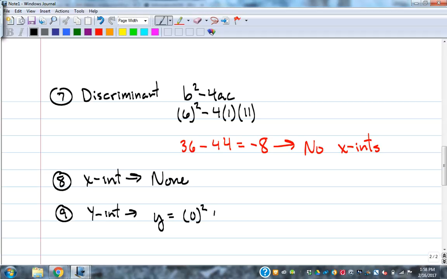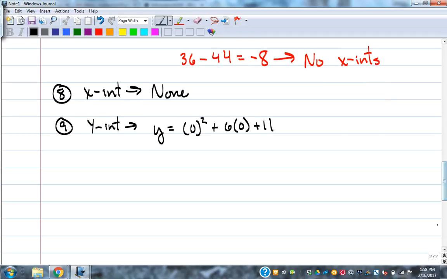And we should see something happening there. 11. So the y-intercept is at 0, 11. What is that 11? Where'd that come from? What part of the problem was it? A, B, or C? C.